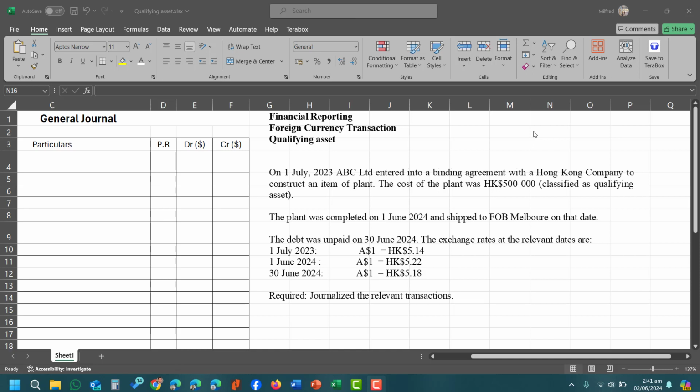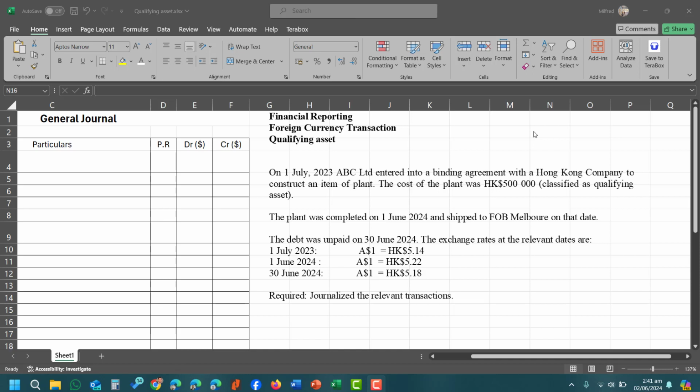All right, the plant was completed on 1st June 2024. The debt was unpaid on 30th June 2024. The relevant exchange rates are, on 1st July 2023, $1 Australian dollar is $5.14 Hong Kong dollars.